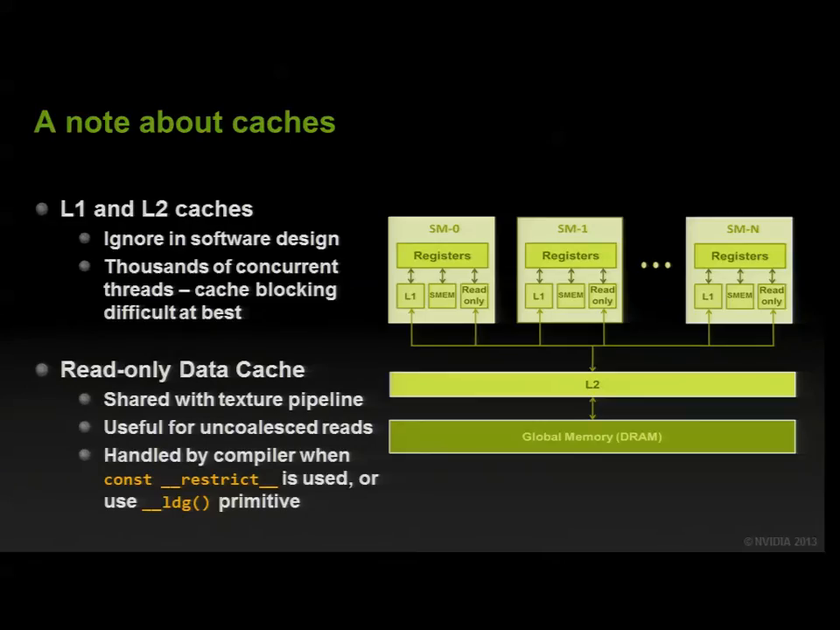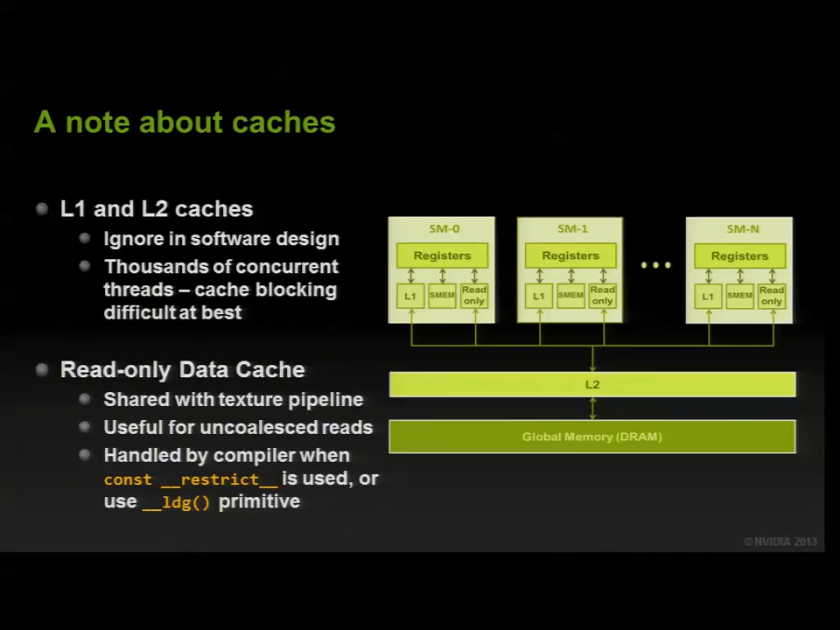Alternatively, in addition to using const restrict, there's a primitive. Basically a function called __ldg. You provide it an address, the pointer to the variable that you want to load, and it inserts a load instruction that gets your data through the texture cache.